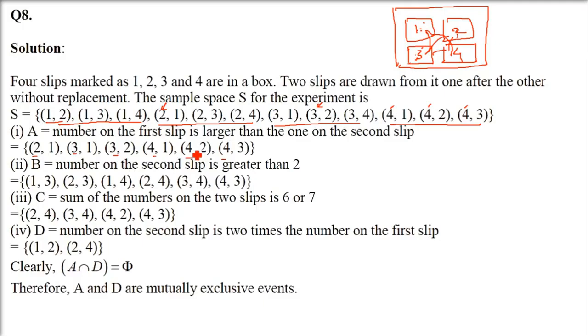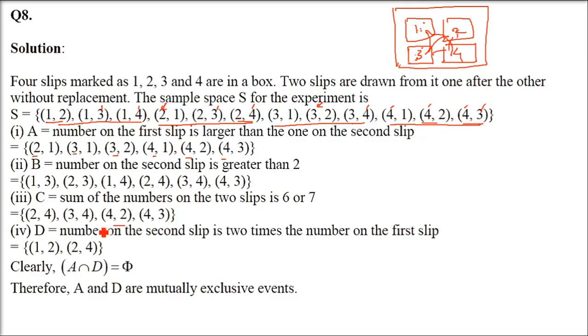B is the number on the second slip is greater than 2. So this is 3 greater than 1 and 3 greater than 2, 4 greater than 1, 4 greater than 2 and 4 greater than 3. So this is the answer. C is the sum of the numbers on the 2 slips is 6 or 7. So let us add. It has to be 6 or 7. So 2,4 is 6; 3,4 is 7; 4,2 is 6; 4,3 is 7.